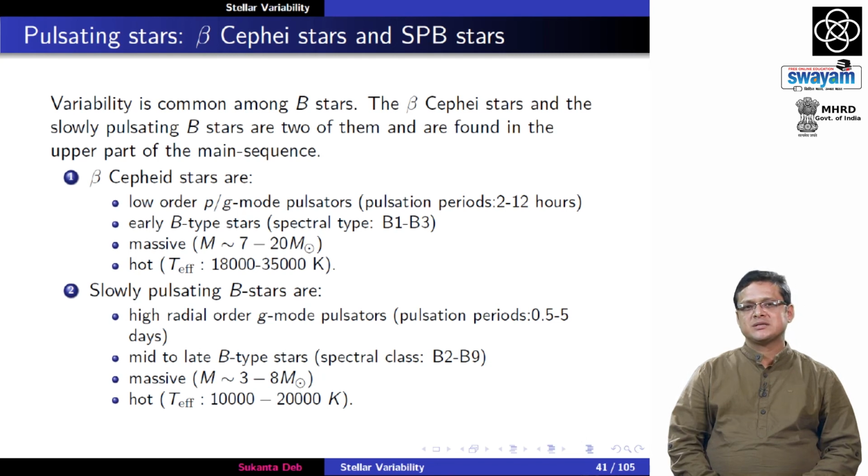Slowly pulsating B stars are high radial order G mode pulsators. Their pulsation periods go from 0.5 to 5 days. They belong to mid to late B type stars, and they are very massive. Their masses range from 3 to 8 solar masses, and they are also very hot. Their temperatures go from 10,000 to 20,000 degrees Kelvin.